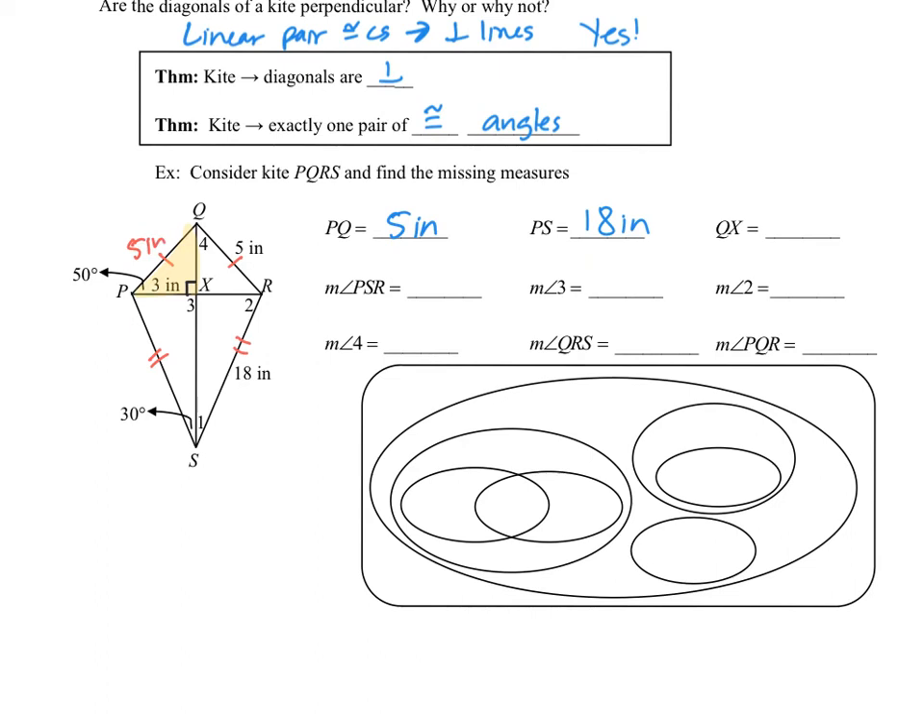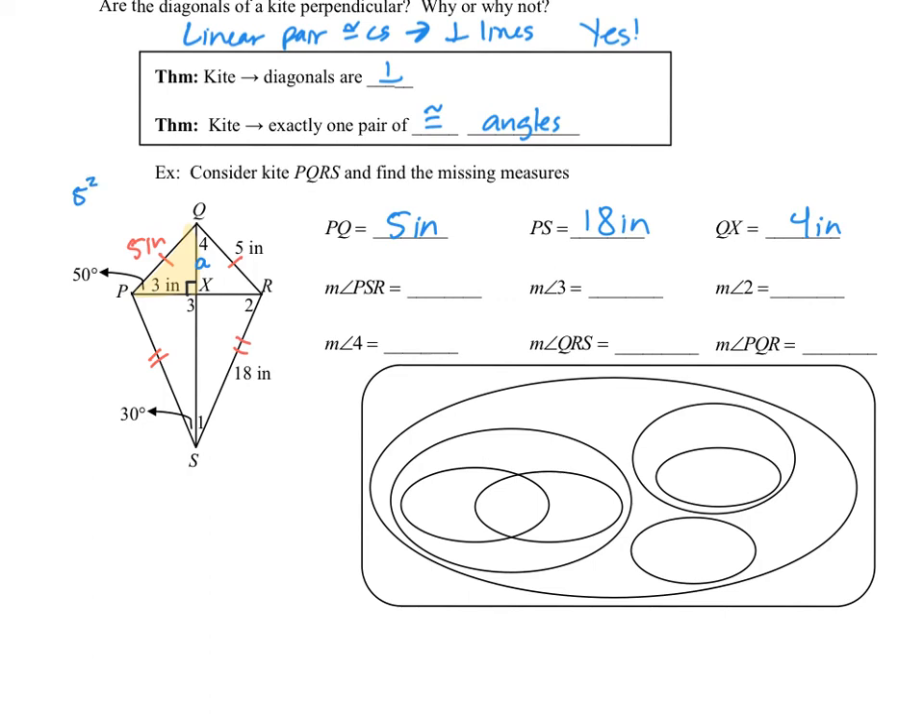So we could use the Pythagorean theorem. I'm not going to take the time to do that right now, but if we were to use it, we would see that 3 squared plus 4 squared is equal to 5 squared, so QX has a measure of 4. Maybe I should just quickly show you how I figured that out. Let me pick a variable. How about A? I'm going to call QX A. Then in that yellow triangle, we just solve this.